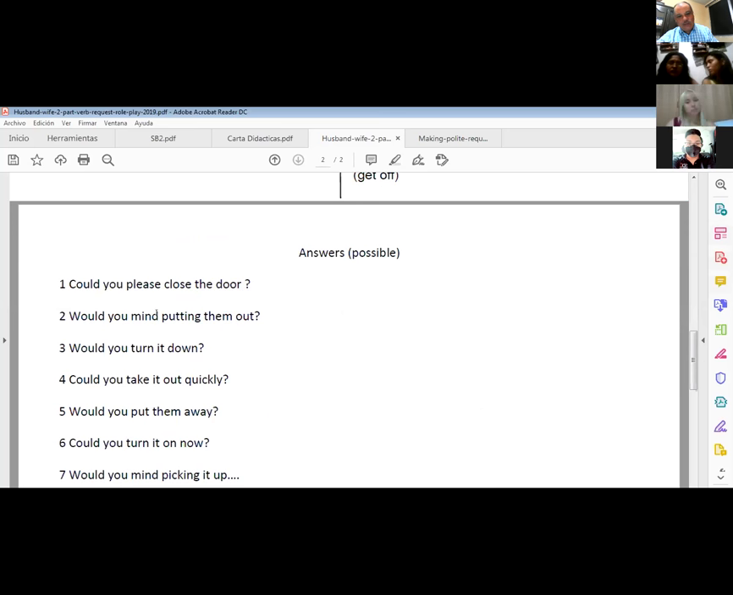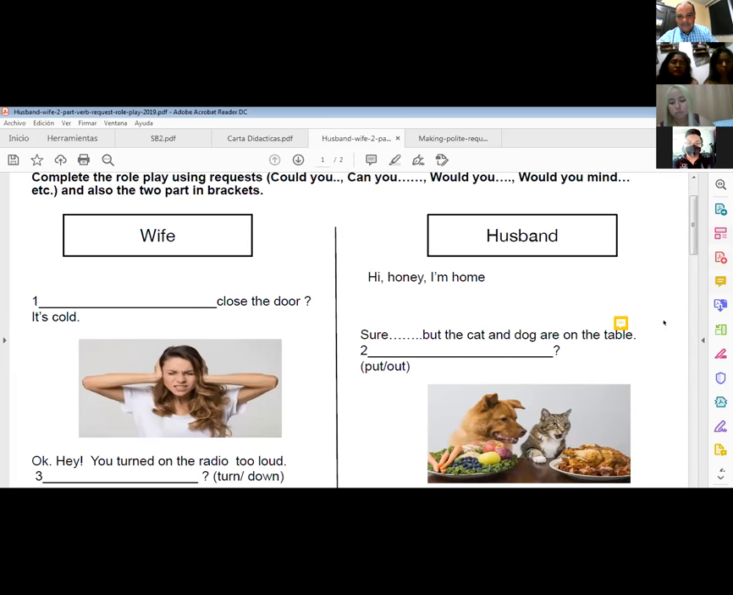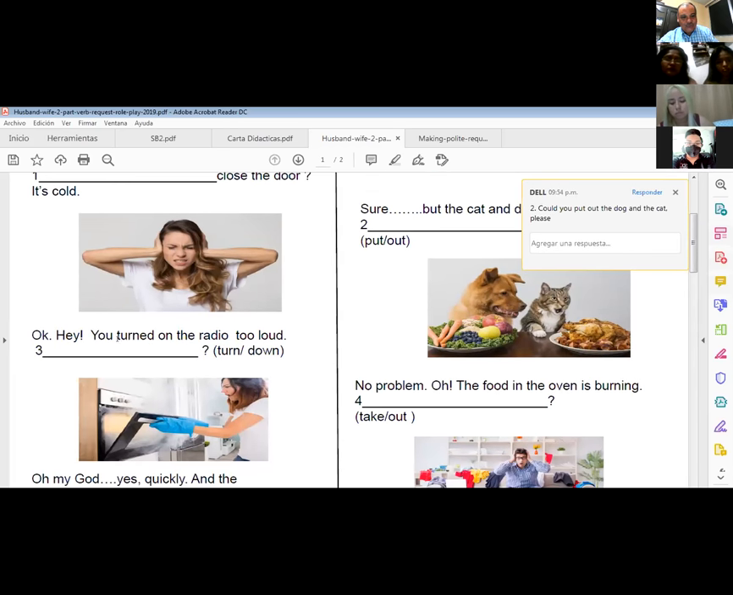Ok. Ahora, esta es otra forma de decir las cosas cortésmente, pero nosotros no la estamos usando. Entonces voy a cambiar esto. Cuando uso este, uso la forma ing en el verbo. Como solo estoy utilizando could, entonces voy a utilizar could, como lo puse aquí, ¿verdad? Could you put the dog and the cat? Can you put out the dog and the cat, please? ¿Está claro? Bien, pues viene the wife and says, okay, hey, you turn on the radio too loud.